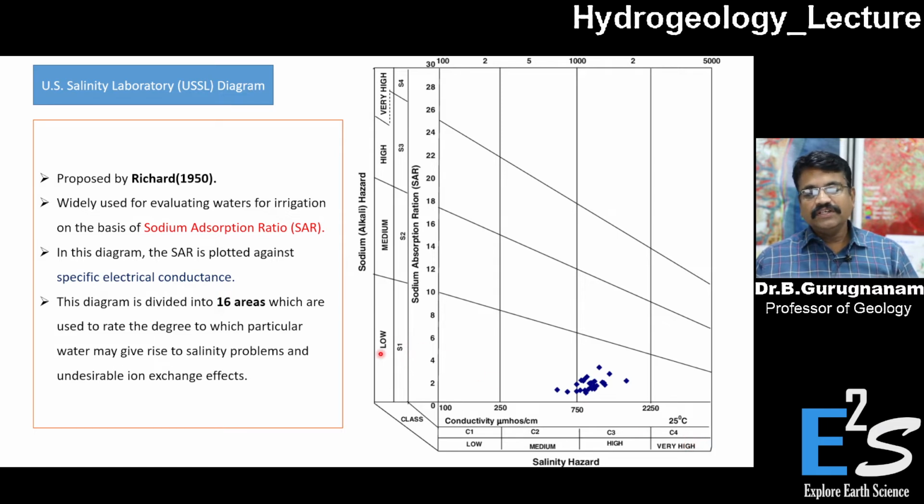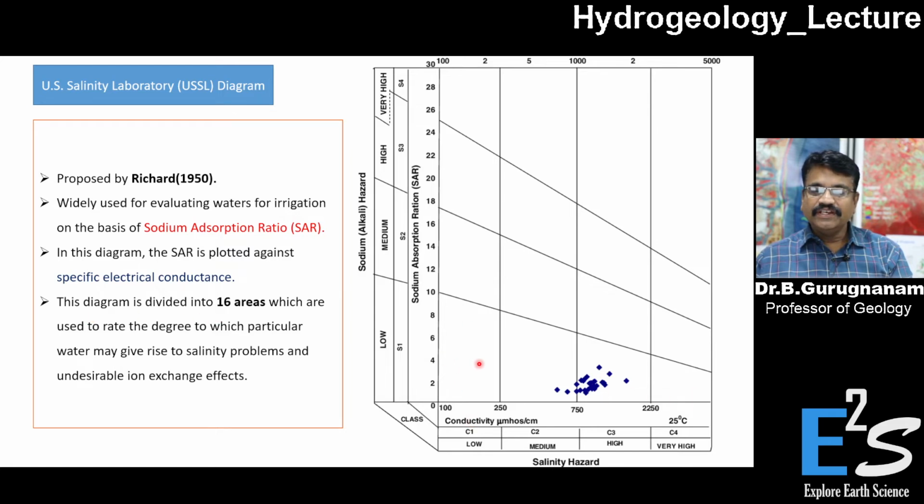Similarly, S1 represents low sodium hazard, S2 is medium sodium hazard, S3 is high, and S4 is very high. Once you get the samples, after analyzing the electrical conductivity, sodium hazard, and sodium percent, you will have to plot your samples over here. And you see this diagram is divided into 16 areas.